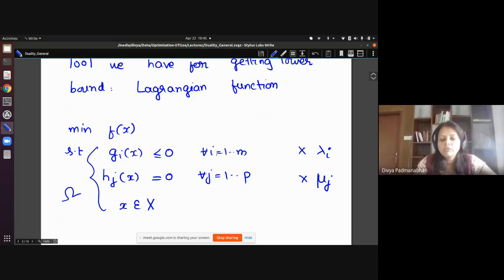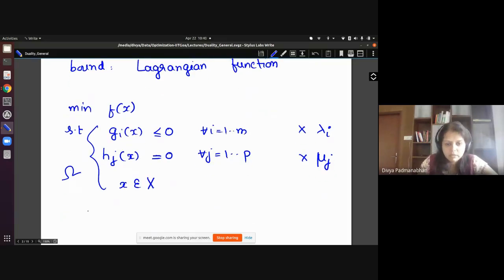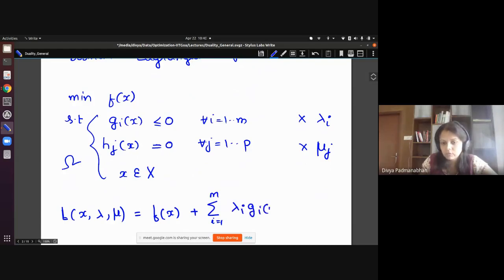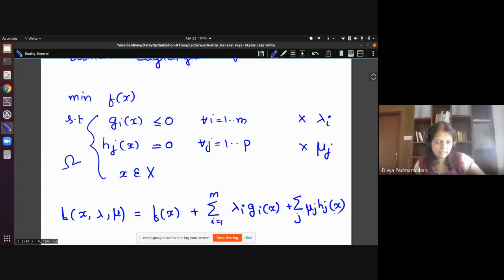Now, if I have to write the Lagrangian here, from our discussions earlier, we'll have a multiplier for each of these constraints. So for any x, lambda and mu, the Lagrangian is written in this manner: f(x) plus the summation i equals 1 to m of lambda_i g_i(x), plus the summation over j of mu_j h_j(x). This is what we saw as the Lagrangian.